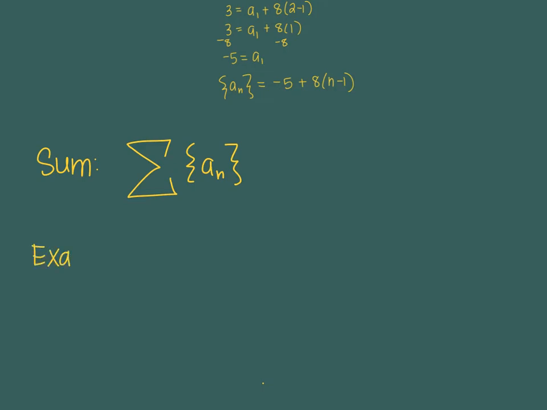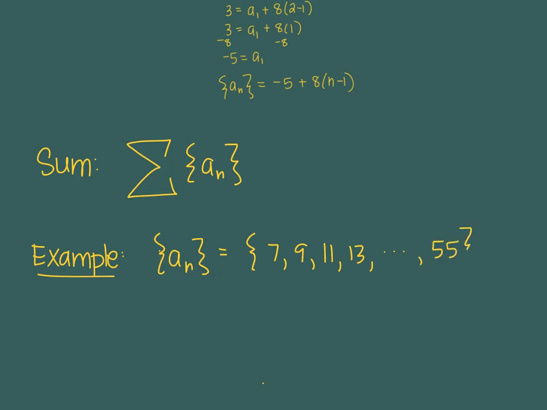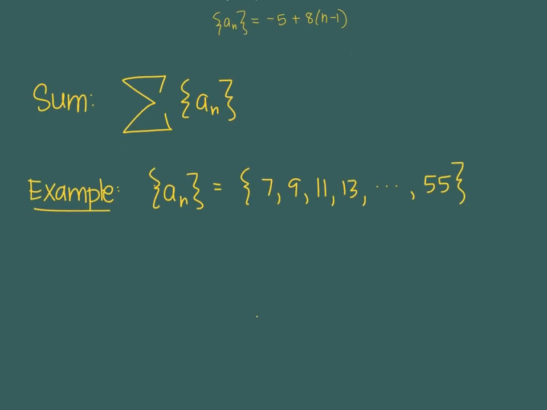And so an example of that might be something like this. If a sub n is 7, 9, 11, 13, ... and ends with 55, then find the sum. So in other words, add them up.